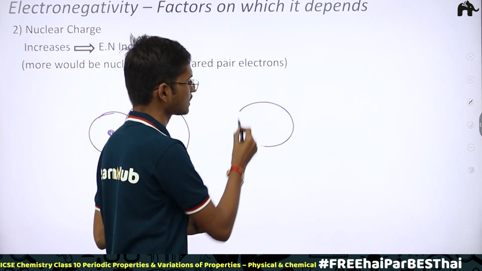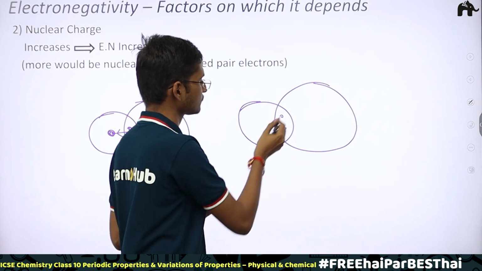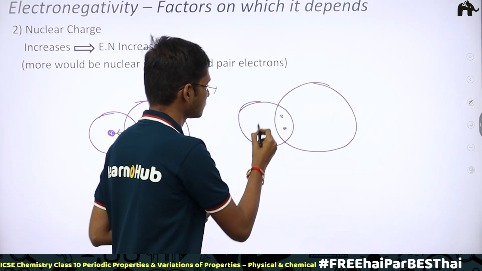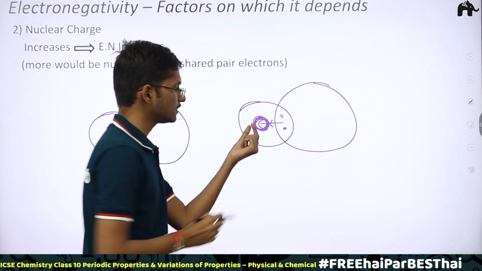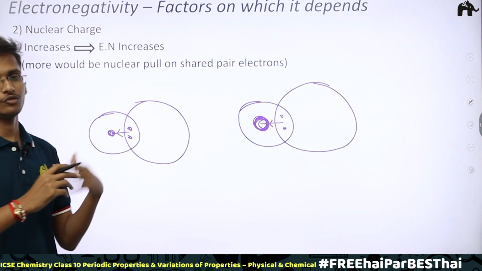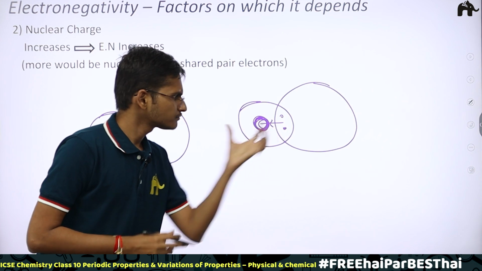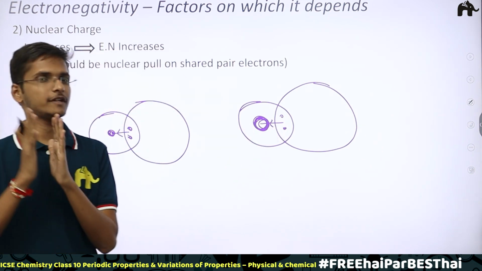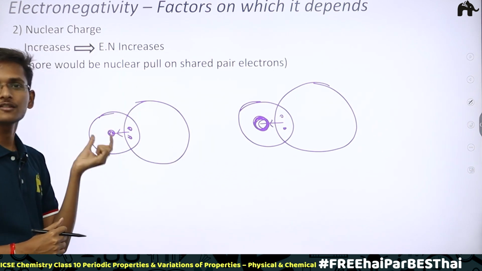Now I'm again taking another atom which is combining with some other atom. This is the shared pair of electrons, and here the nucleus. In this case the nuclear charge is more than this case. So now you can clearly conclude that if the nuclear charge here is more, it would strongly pull the shared pair of electrons towards itself as compared to this case.